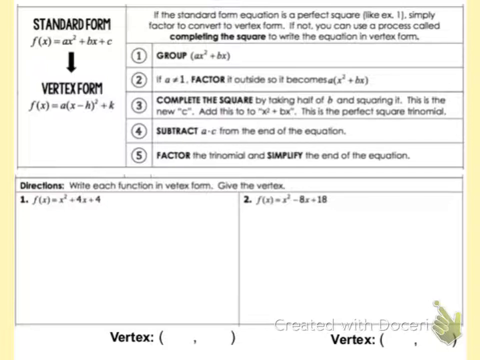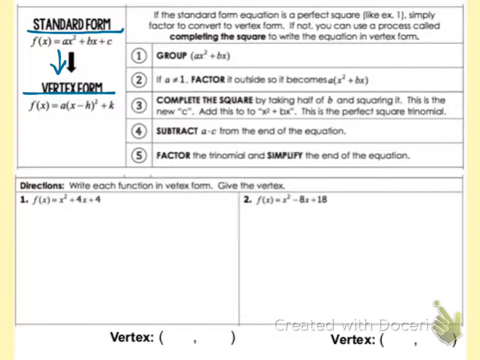So what we're going to do is take from standard form and move to vertex form using these steps. If the standard form equation is a perfect square, like example 1 down here, and this one's a perfect square, I already know that, simply factor to convert to vertex form. If not, you can use a process called completing the square to write the equation in vertex form. So we're going to go ahead and do example 1 first, and then we'll go back and look at these steps.